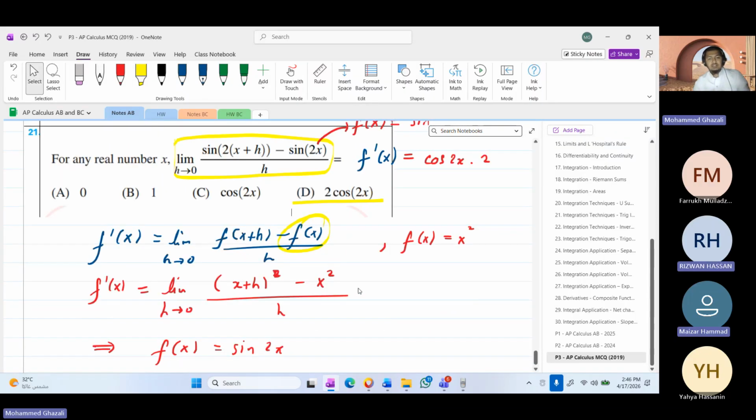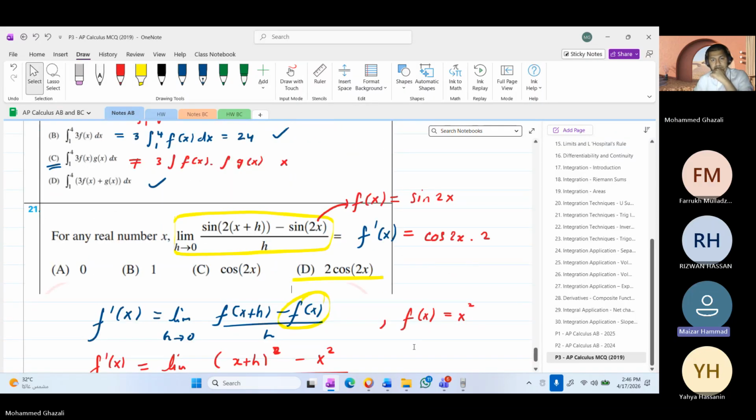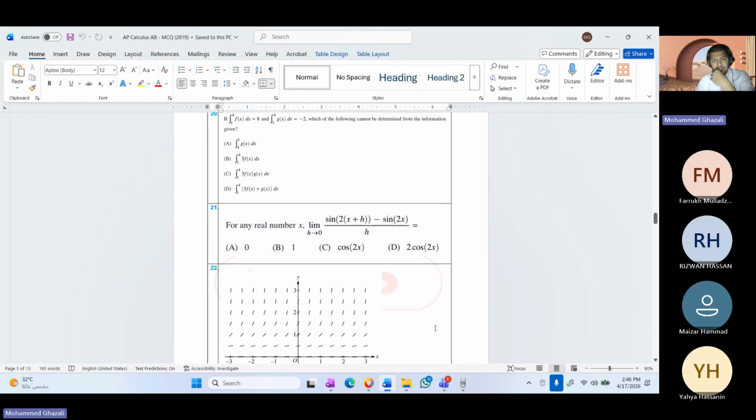Cos 2x times 2. Excellent. So how did you know the question is asking for the derivative? There, it's written in the first principles formula. Yes, the formula for the first principle. The definition of the derivative formula.